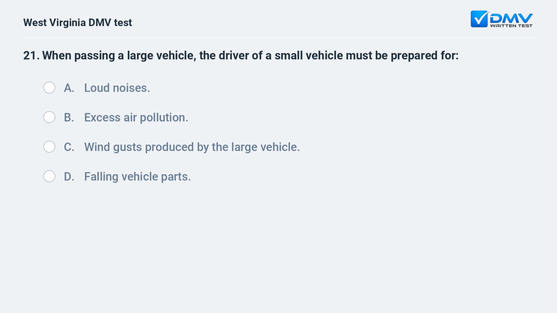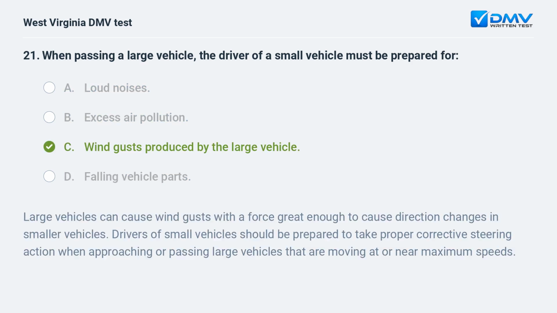When passing a large vehicle, the driver of a small vehicle must be prepared for: A. Loud noises. B. Excess air pollution. C. Wind gusts produced by the large vehicle. D. Falling vehicle parts. C. Wind gusts produced by the large vehicle.